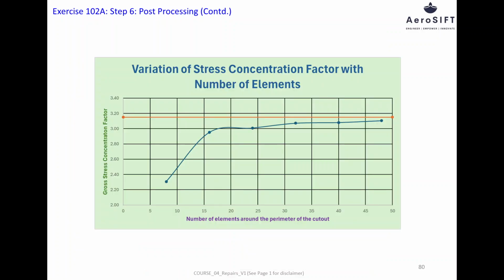This graph shows how the gross stress concentration factor changes with the number of elements placed around the perimeter of the hole. As we increase the number of elements, the calculated stress concentration factor becomes more accurate and begins to level off, approaching the reference value from Peterson's chart, represented by the orange line.